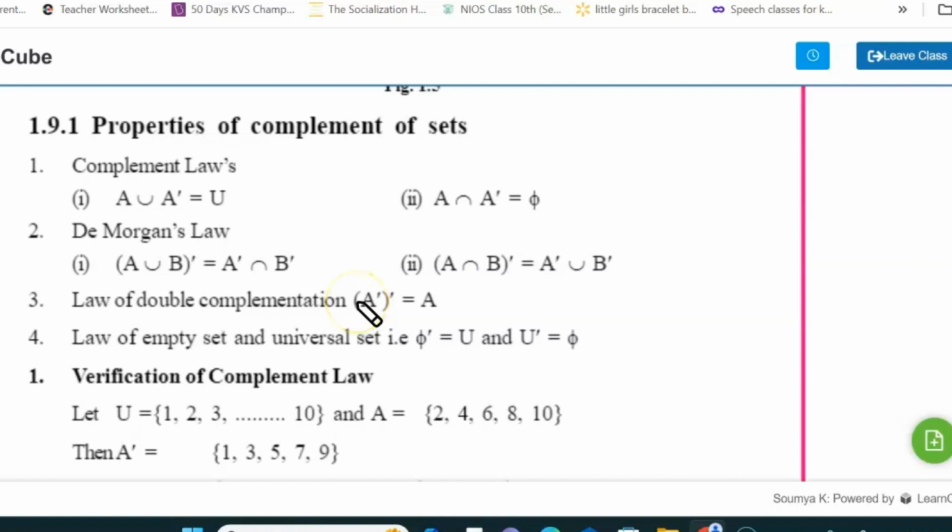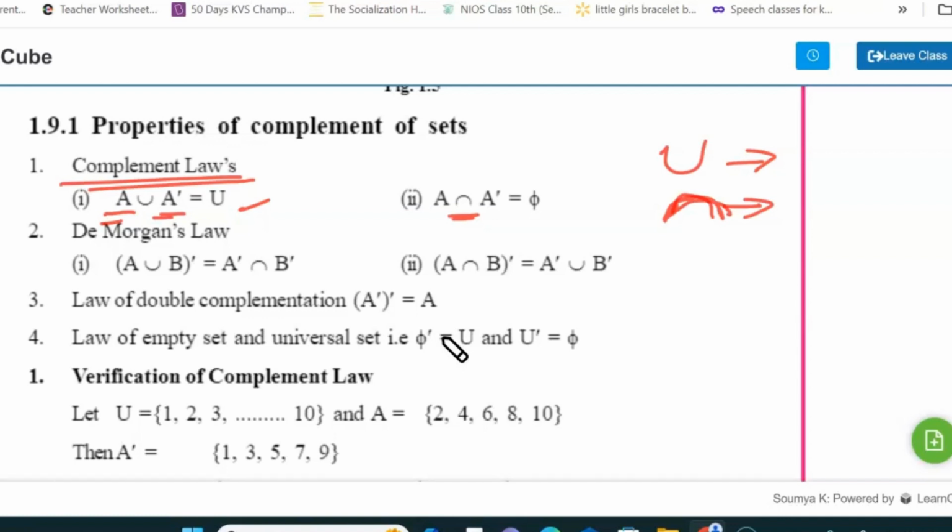Next are properties of complement of sets. First one is the complement law. Complement law says that any set and union of its complement will give you the universal set. So union will take all the elements from both the sets. This is union and this is intersection. These are the two things. Intersection takes everything common from both the sets. Union takes all the elements, and the repeated elements are taken once. So the complement law states that any set union its complement will give you the universal set.